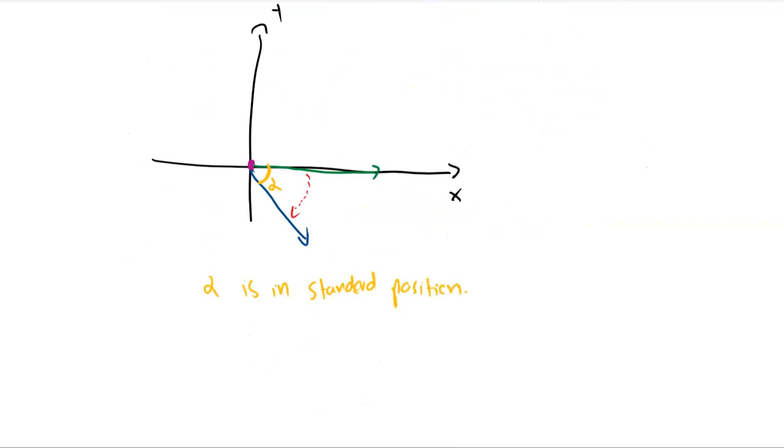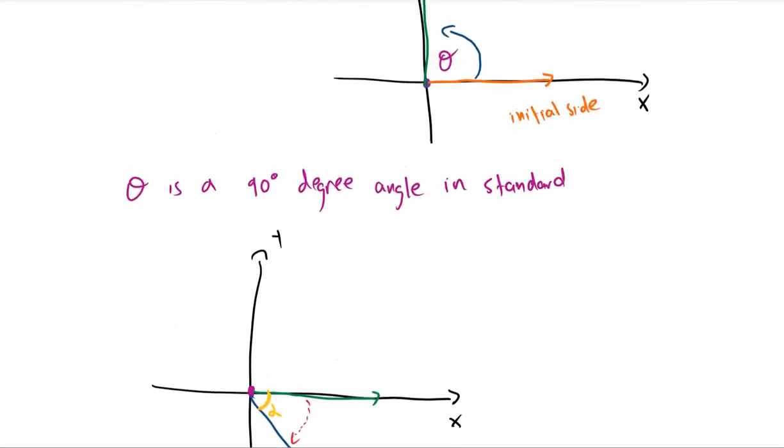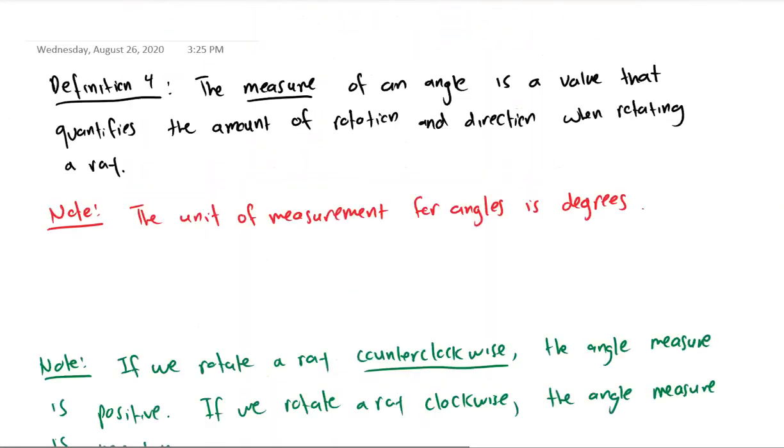And this is usually how we're going to draw our angles, right? So from now on, unless stated otherwise, if I tell you to draw an angle with this particular measurement, and we'll talk about degrees in a moment, then you're always going to start with the vertex at the origin and the initial ray or initial side on the positive x-axis. And then you're going to move clockwise or counterclockwise, depending on whether you want your angle measure to be positive or negative. Okay. So let's move on.